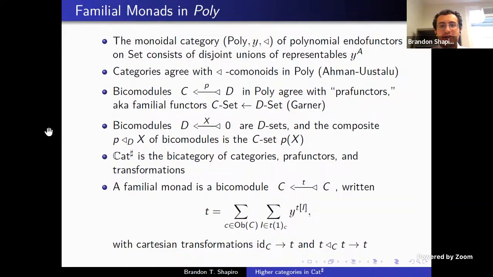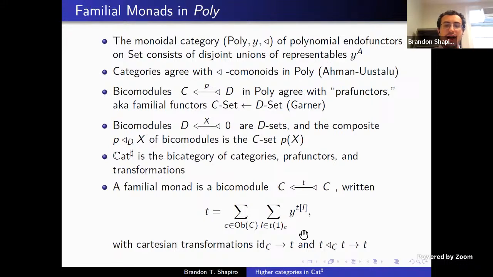And so then these familial monads we talked about are among the formal monads in this bicategory. So we have this endomorphism in our bicategory from C to itself. It has a particular form, which comes right from the definitions, where for every different cell shape, which are the objects in C, we get a set of operations, the set T of 1 sub C. And for each of those operations, we have an arity diagram, which is a C set.